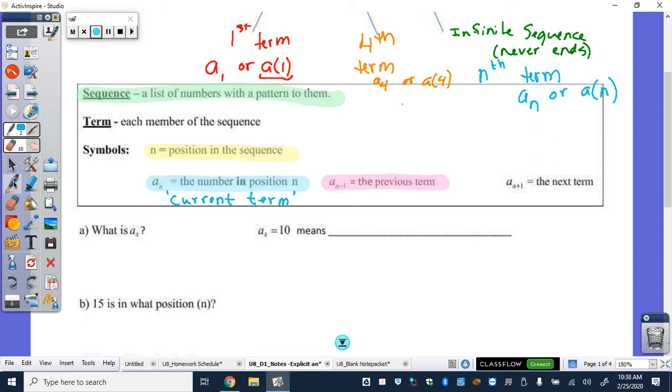A sub n minus 1 refers to our previous term. So if a sub n is our current term, n minus 1 means we go back to the term before it. And then our last one over here, n plus 1, would be our next term. Because if we're at our current term of n, adding 1 to it means we're going to the term just after it. So that's our next term. We'll deal with those a little more when we get to recursive.